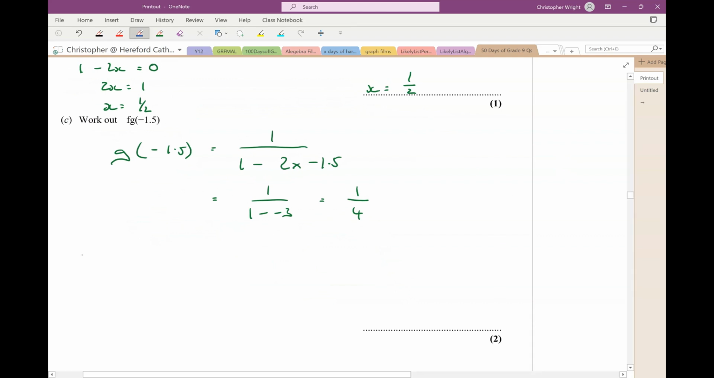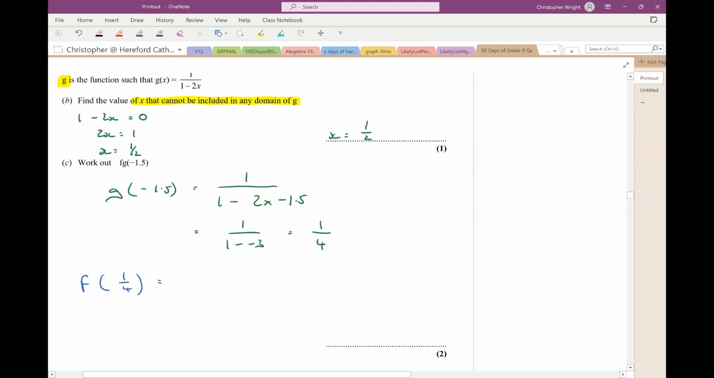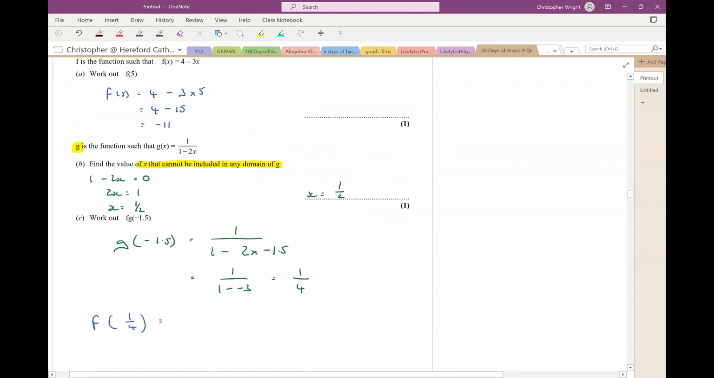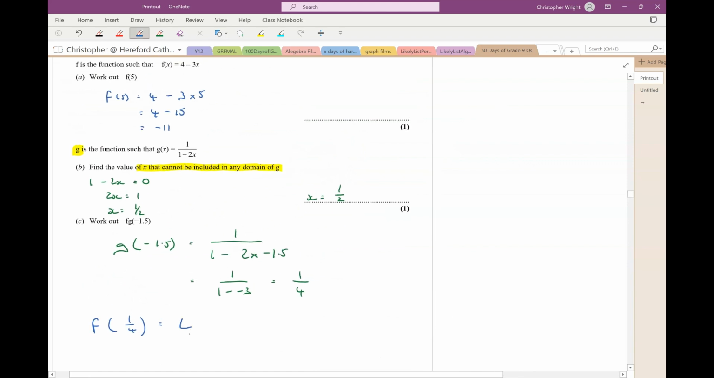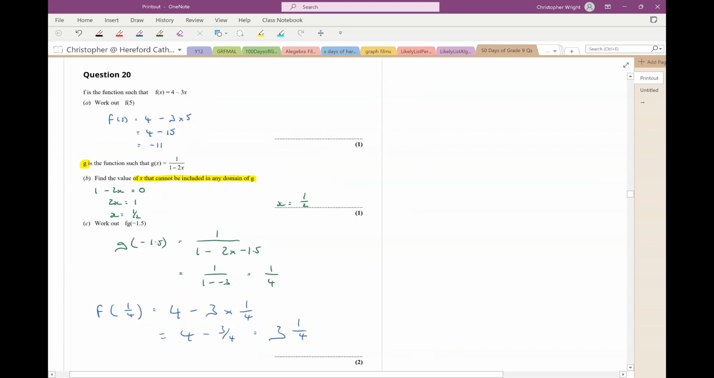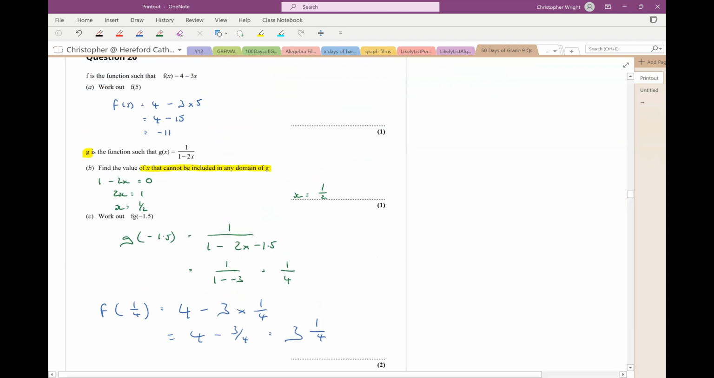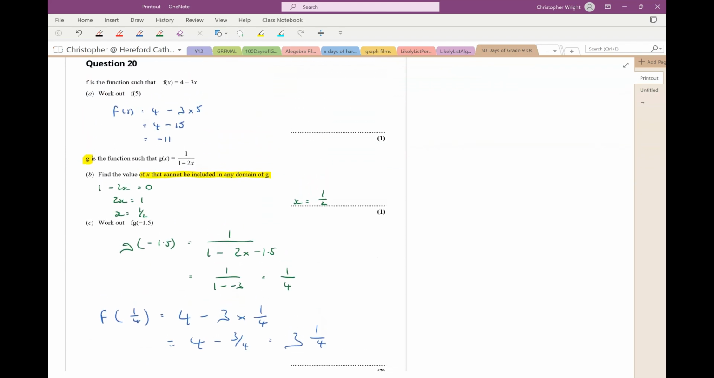And now I'll have to f that. So I'm going to f the quarter. Right, what was my formula for f? Here it is. It was 4 minus 3 times x. So 4 minus 3 times a quarter. Well, that's 4 minus 3 quarters, isn't it? So that is just 3 and a quarter. And so there is my answer to part C. And that is question 20 complete.